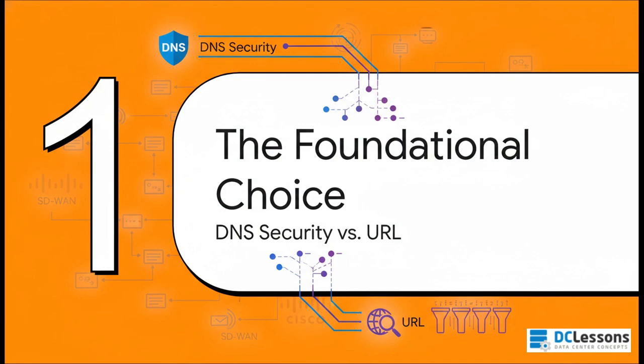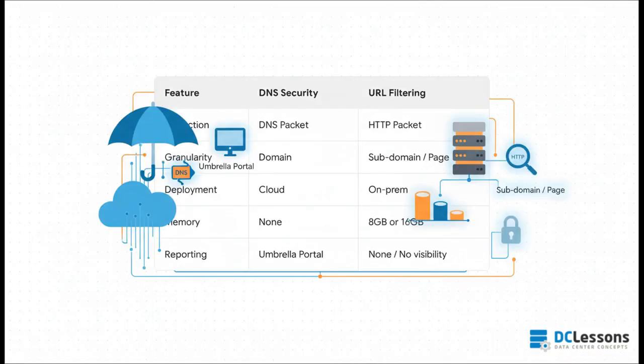When you're talking about securing web traffic in SD-WAN, your very first big decision is this. Are you going with DNS security or URL filtering? Now, they might sound kind of similar, but trust me, how they work and what they can do are fundamentally different. This table just lays it all out perfectly. You see, DNS security is a cloud-first approach. It only looks at the DNS request itself to make a call about an entire domain.